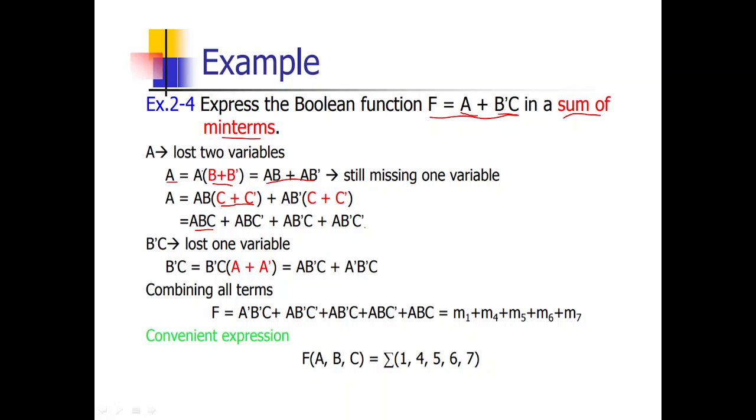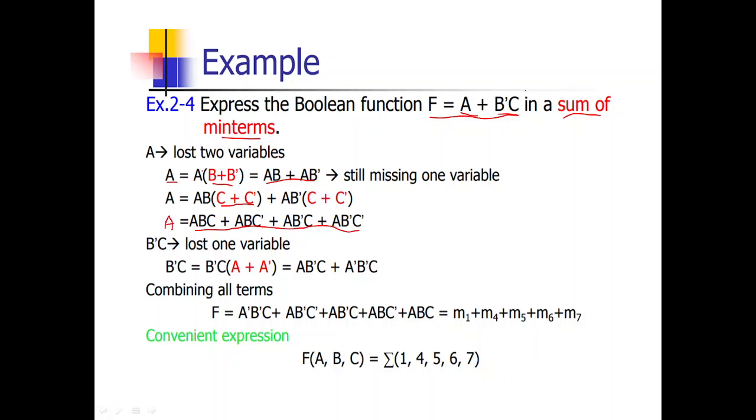Right? See here, actually we had only two terms. After including the missing variable, it becomes four terms, right? Now check: all the terms consist of all the variables. There is no missing variable here. So these become the min terms, right? So this is for the single term A. For A, we have this number of terms.